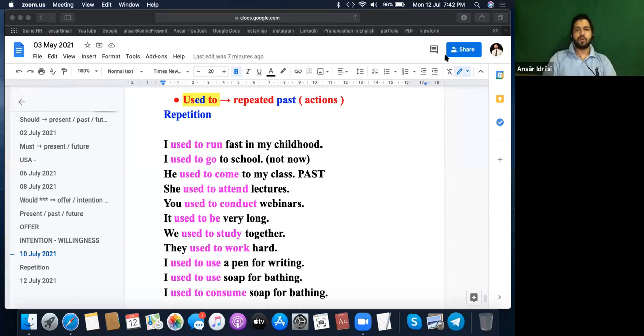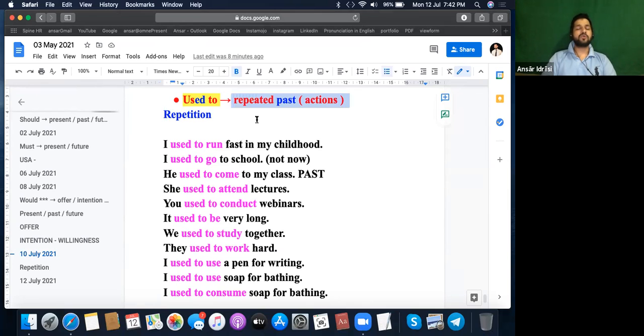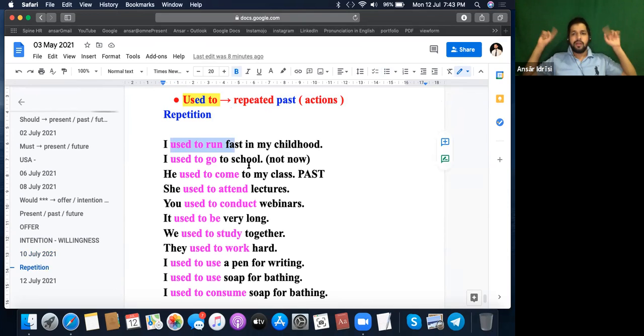Let me just show you here. We are going to use "used to" for repeated past, and it is one of the most important modal auxiliary verbs we have in English. As you can see on the screen, we use "used to" for repeated actions which happened in the past repeatedly and consistently. For example, I used to run very fast in my childhood. Do I run fast right now? No. I used to run fast before, but not now.